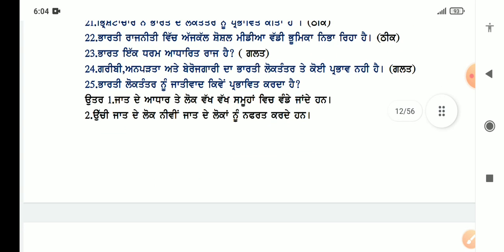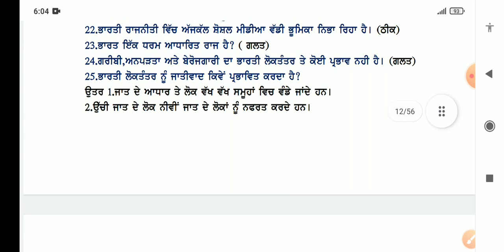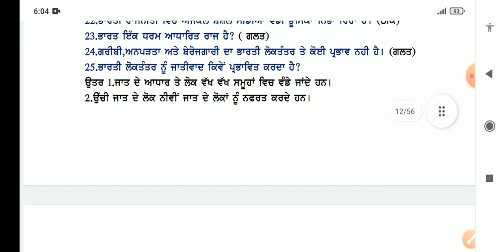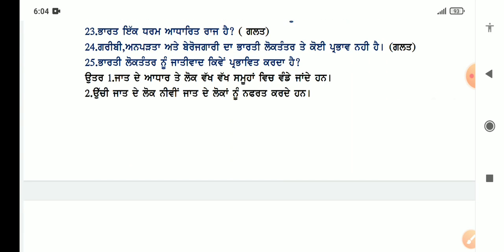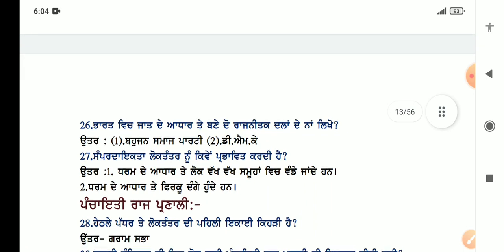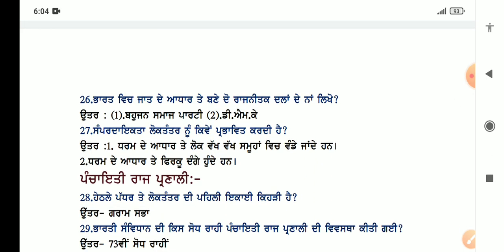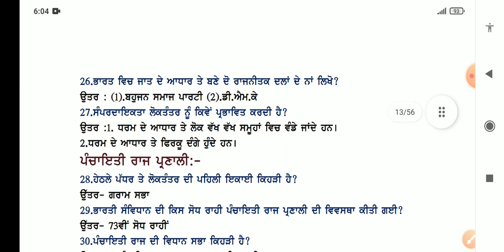Next question is, how has casteism influenced Indian democracy? People have become grouped according to the caste. They have formed their different groups and they hate each other. Political parties are being formed on the line of caste. Give names of two political parties formed on the line of caste. One is BSP, other is DMK.